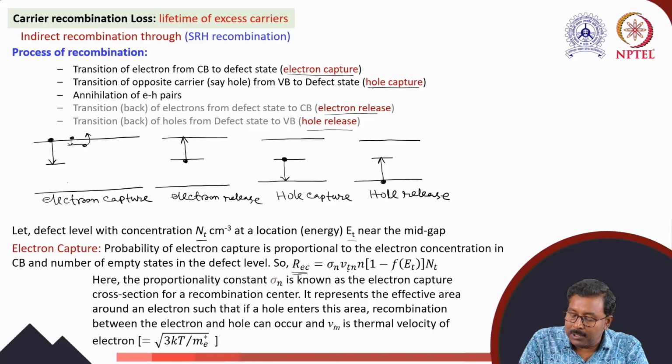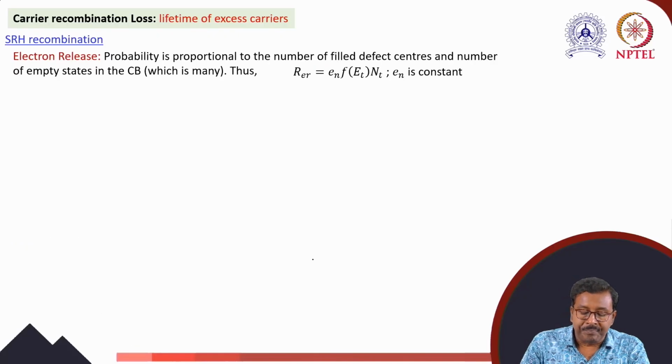Here the thermal velocity Vtn can be obtained from the relationship root over 3kT by the effective mass of the electron. For holes it will be mh star. So this is basically the thermal velocity, a temperature dependent parameter. It describes how an electron moves due to the thermal energy. Anyway, now the electron release probability or rate.